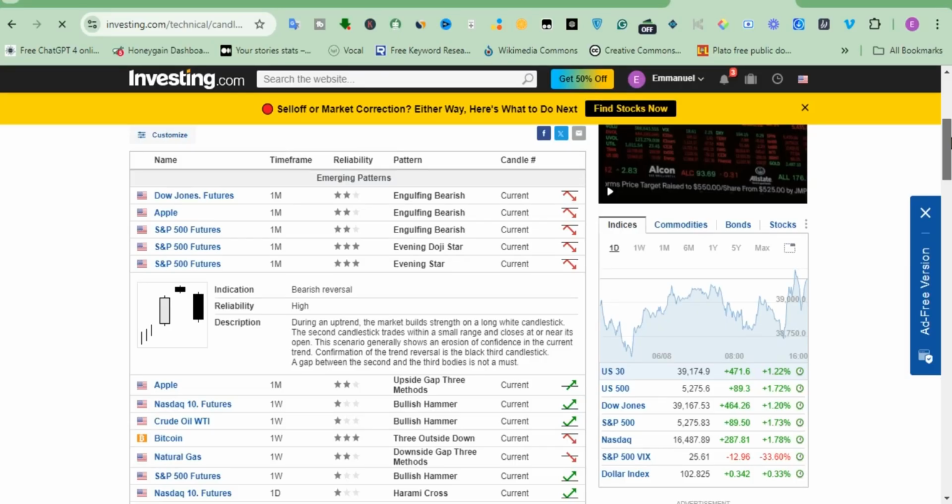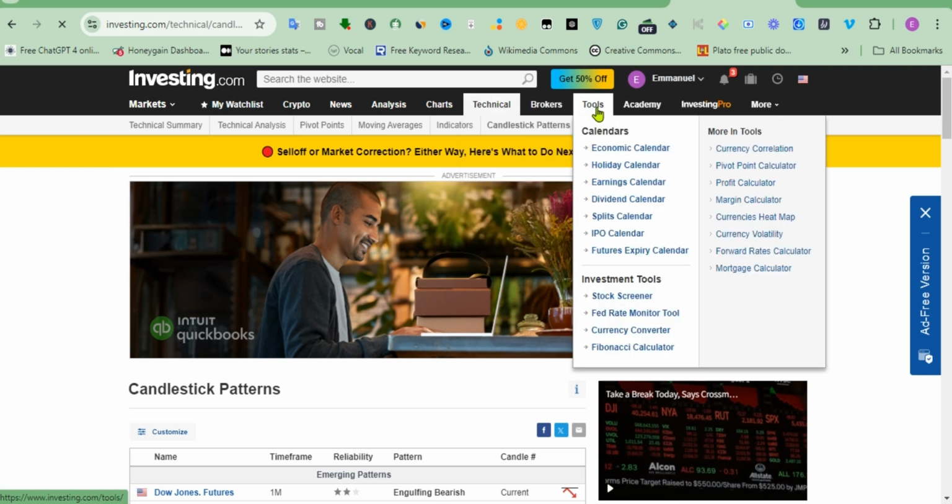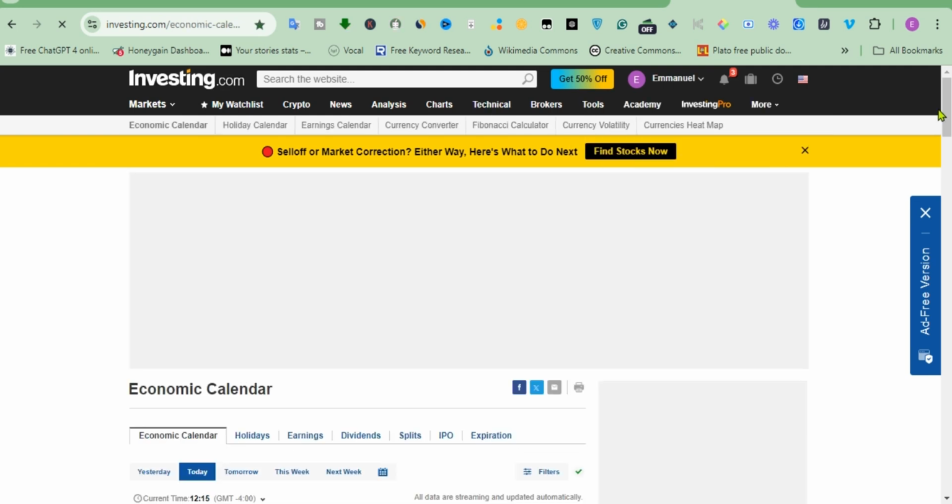Go to investing.com and check. Go to tools and economic calendar. Click on economic calendar. It's loading. Okay, so this is the economic calendar. Today is Tuesday, right? Let's check last week Friday. Last week Friday is the first Friday.